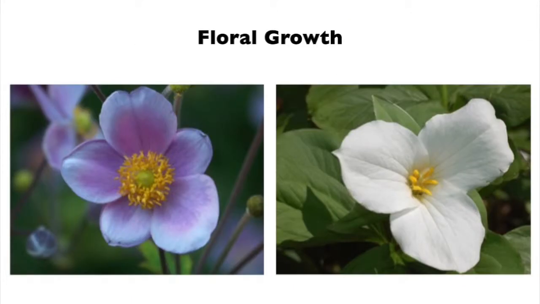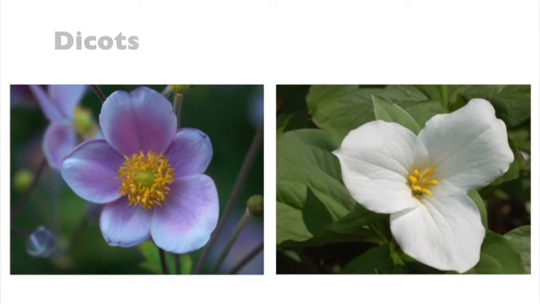Finally, dicots always have their floral growths in groups of 4s or 5s, whereas monocots have their floral growths in groups of 3s. The picture below is an example of a monocot and dicot respectively.